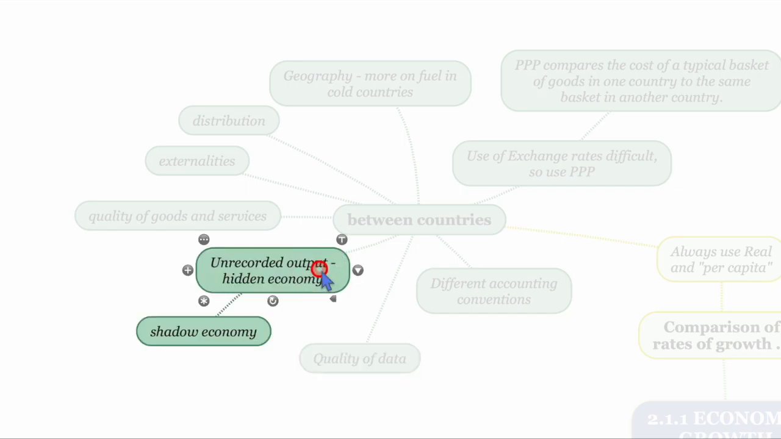A big one, though, is the problem of what we call unrecorded output. So certain amounts of output are sometimes hidden. They're not recorded. Hidden output, hidden economy is where there has been some economic activity, but it's gone unrecorded because normally people collecting their income don't declare it for tax purposes, and so it doesn't get included. Sometimes that's called the shadow economy.